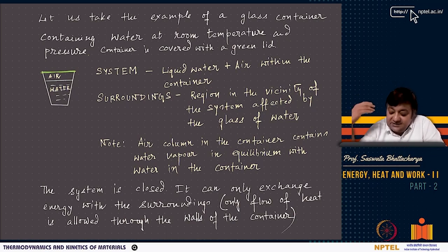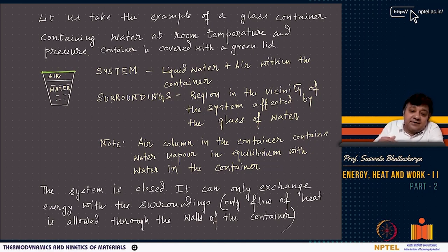Now the surroundings is a region in the vicinity of the system that is affected by this glass of water, right? For example, because of this glass of water, maybe the surrounding is slightly going towards the same temperature as the water, so it is definitely going to be affected. This is the region in the vicinity of this glass of water, that is the surroundings. Now you have this air column which contains water vapor that is in equilibrium with the water in the container, right? This system is called a closed system because it can only exchange energy.